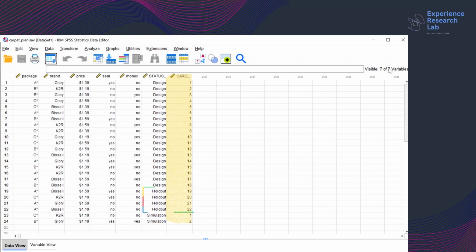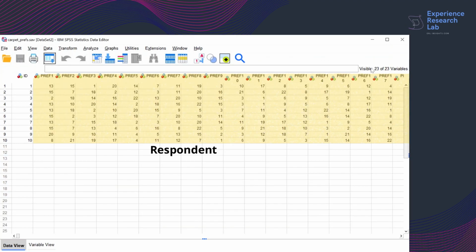Out of the 22 cards used for data collection, 4 will be used for validation checks. These cards will be rotated and randomly selected to respondents who will need to choose which of the cards shown to them that they prefer most. And this is how the file for data collected from respondents looks. It has 23 variables. The first one is for respondents' ID, while the last 22 for their preferences.